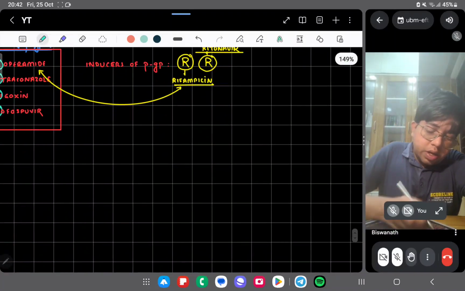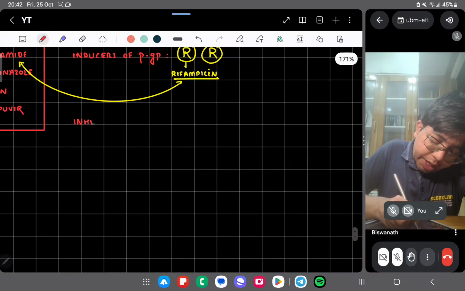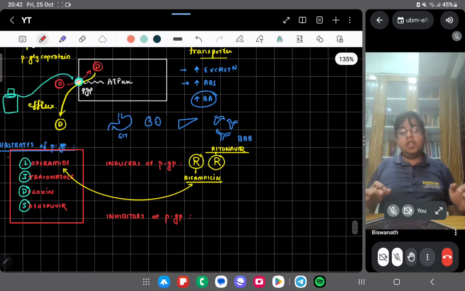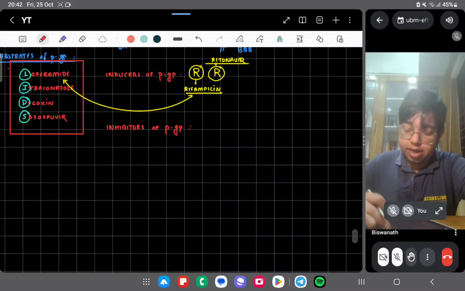Okay. Many drugs are inhibitors of P glycoprotein itself. Inhibitors of PGP. So what are the drugs which can inhibit the P glycoprotein? There is a mnemonic.